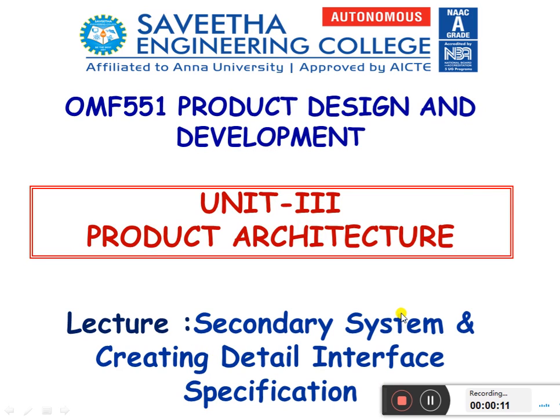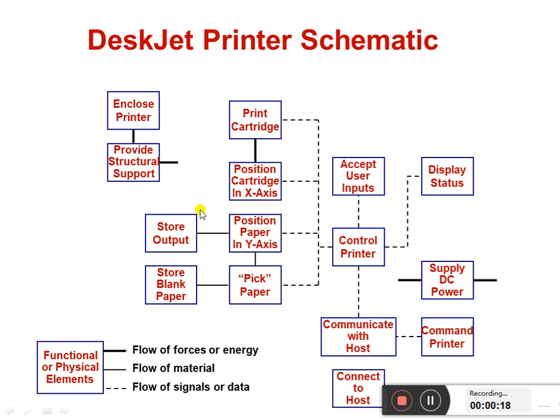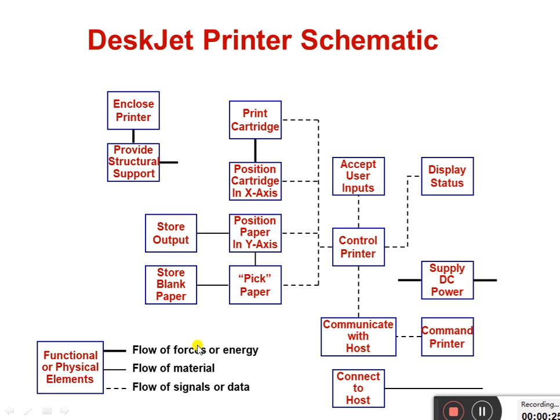So what is secondary system and creating detailed interface specifications. So this is a desktop printer schematic diagram. Already we discussed in the previous sessions. With this diagram we can explain what is the functional and physical elements. So the dotted line shows flow of signal, and the thin line shows flow of material, and the thick line shows the flow of forces or energy.